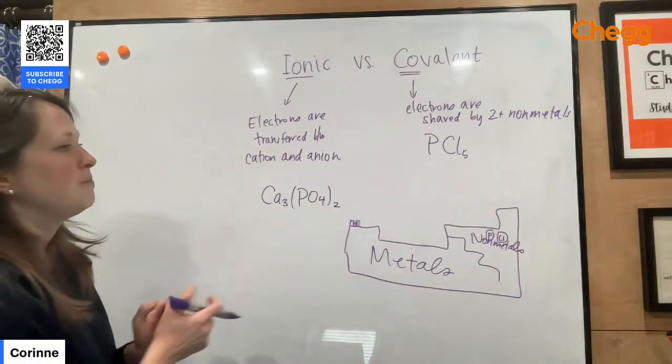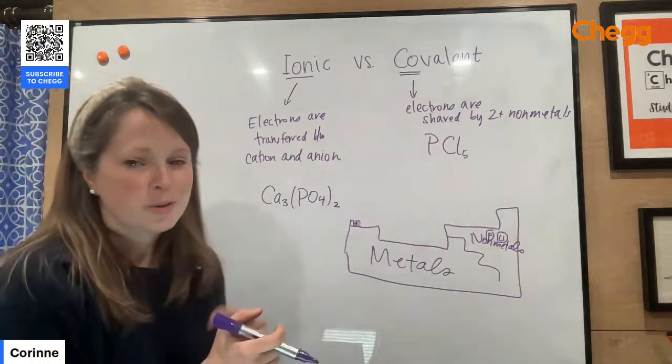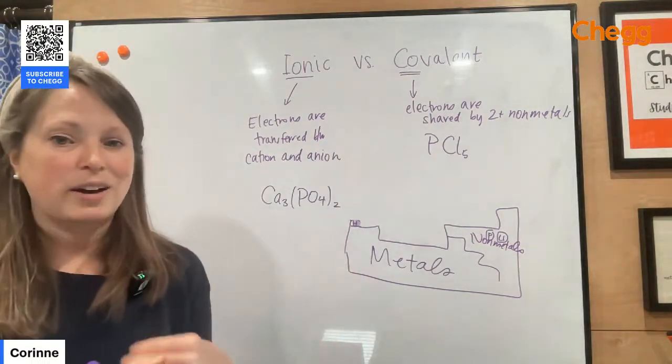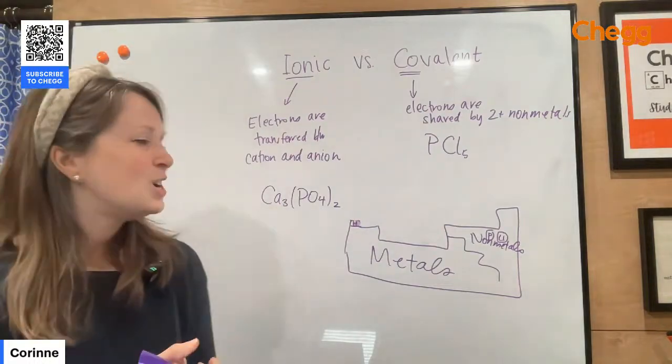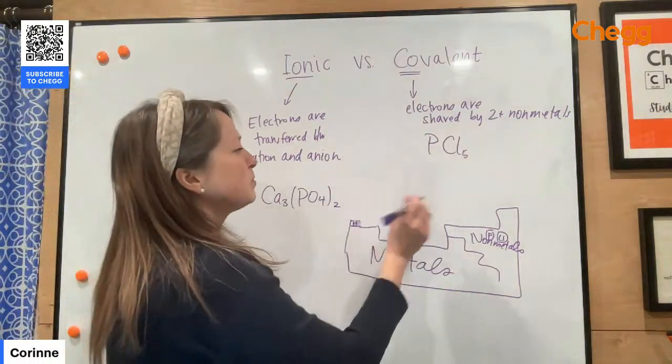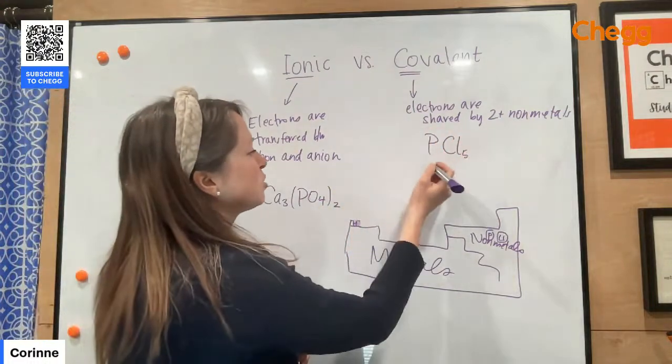If we want to name these, with covalent compounds, you are going to use prefixes to denote the number of atoms of each element that you have in that compound. And this is because we don't have ions to designate the charge. So what we need to know is how many atoms we have, because there are going to be multiple possibilities based on how those electrons are shared.